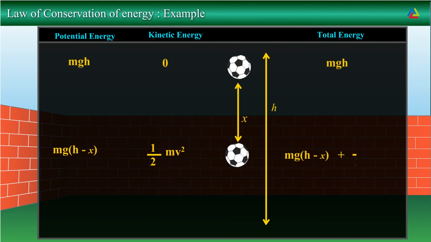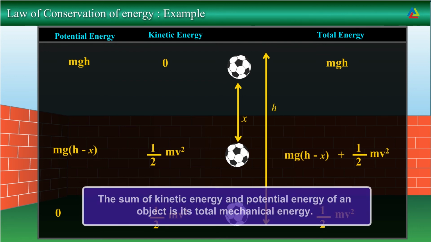When the object is about to reach the ground, h equals 0 and v will be the highest. Therefore, the kinetic energy would be the largest and potential energy would become 0. However, the sum of potential energy and kinetic energy at all points would be the same. That is, potential energy plus kinetic energy is equal to a constant. The sum of kinetic energy and potential energy of an object is its total mechanical energy.